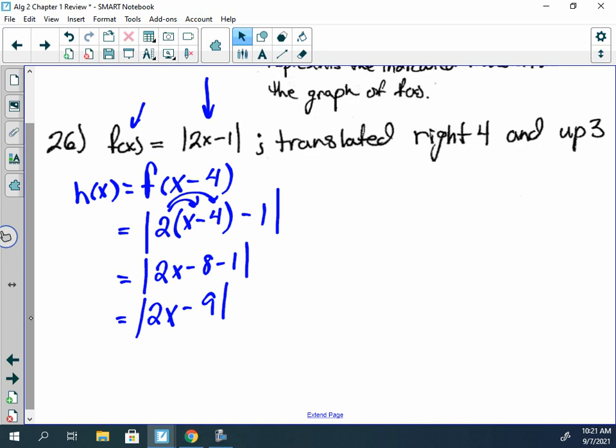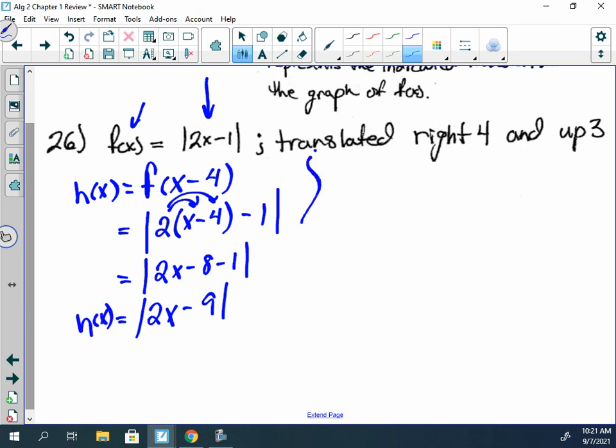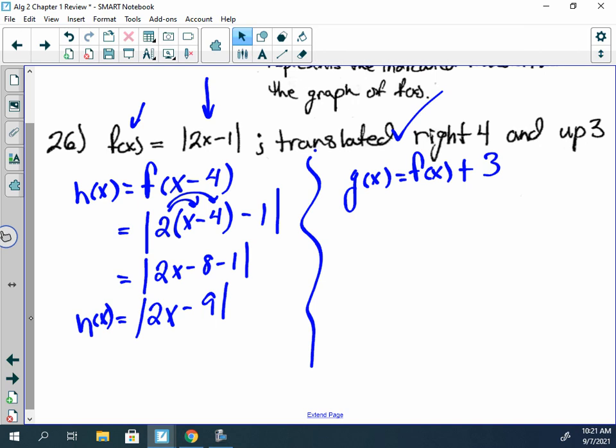Any other questions on this here? Right 4 is done. Now we need to do what? Up 3. So our g of x, the final function, well, vertical translation would be our f of x plus k. Where are we moving? Up 3, yes. So our value of k would be plus 3, because we're moving up 3, yes? If it had been down 3, we could have said f of x minus 3.